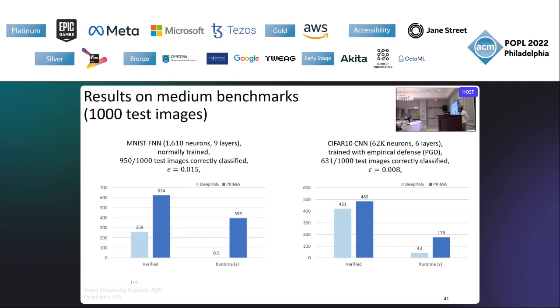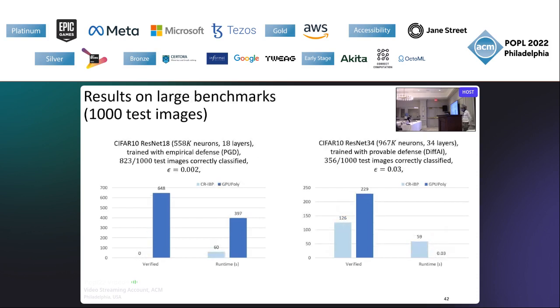But the runtime suffers because PRIMA takes 6.5 minutes for a single L infinity ball, while DeepPoly runs in 0.9 seconds. On the right-hand side, what you see is that PRIMA again improves precision, but not so much. And that is consistent because when you train the network to be robust, the approximate methods like DeepPoly and Box are already quite precise. So using solvers does not change the precision too much, right? What you see also is that the runtime of PRIMA on this 62,000 neuron network is less than the one on the 1,000 neuron network, which is 395.